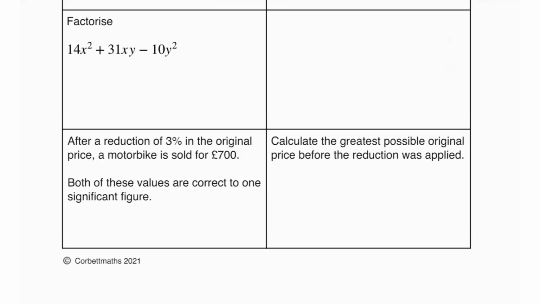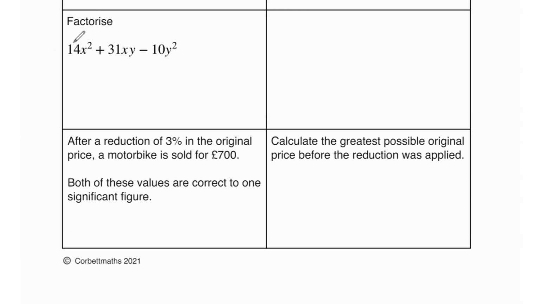Next question says factorize 14x squared plus 31xy minus 10y squared. Now this is also a quadratic equation because the highest power of the variable is square, which is 2. Now I know you must be thinking, oh, so there's an x and y written together. The steps are exactly going to be the same as you have learned for factorizing a quadratic equation. The only thing different now is that you have two variables instead of one.